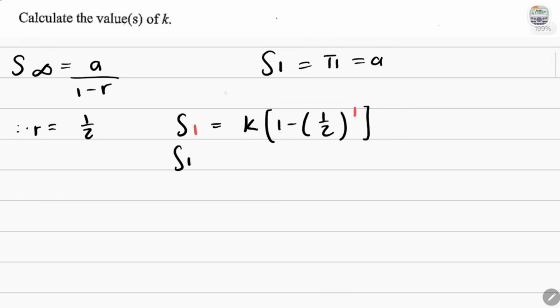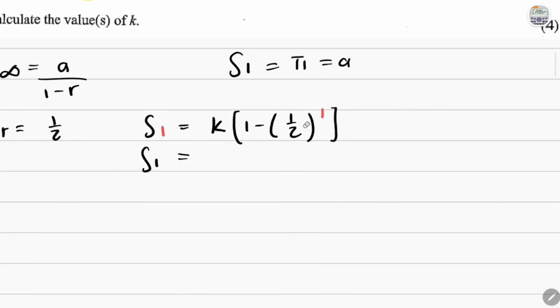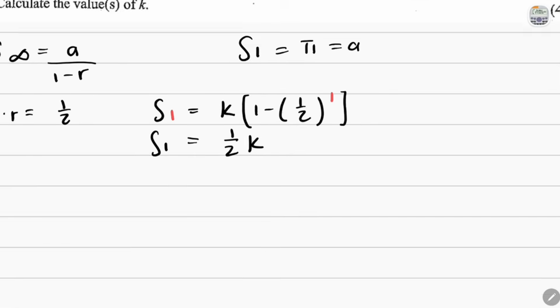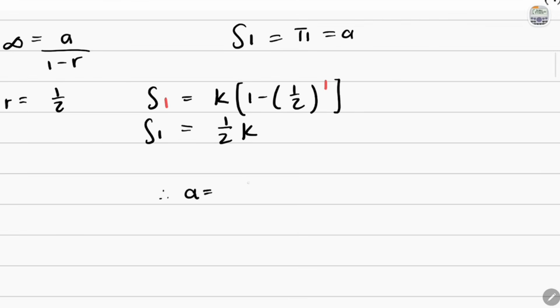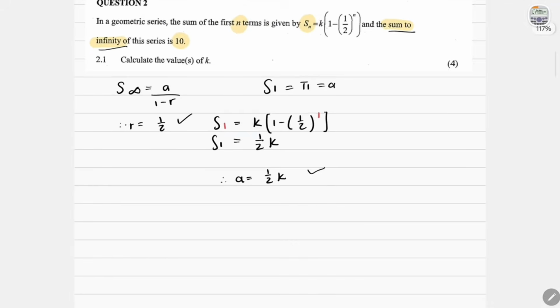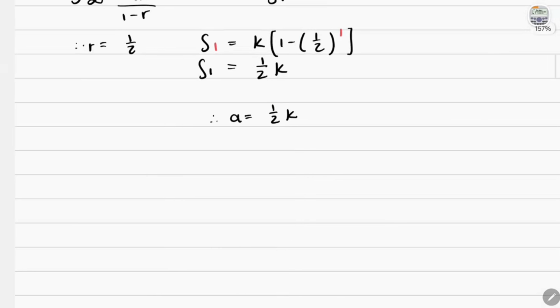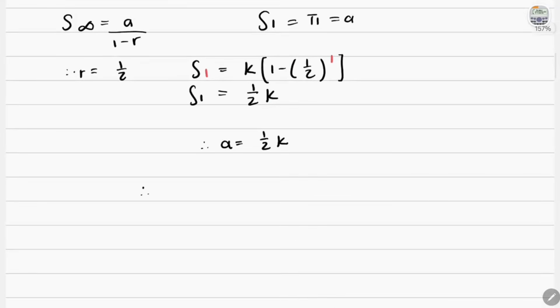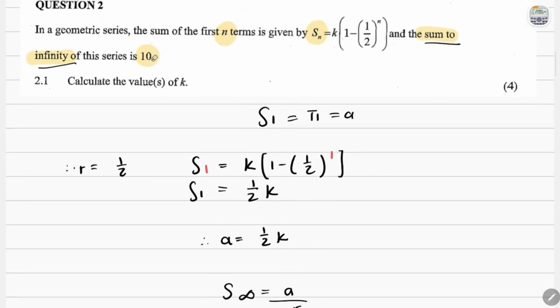The sum of the first term, aka the first term, is simply equal to, this will become a half. 1 minus a half is a half. And then times k is just a half k. So this is a half k. And that is our first term. a is a half k. So we have a, we have r, we have the sum to infinity. We can find this. Okay, so I'll just rewrite this formula here, saying the sum to infinity is equal to this. And we know the sum to infinity is 10.